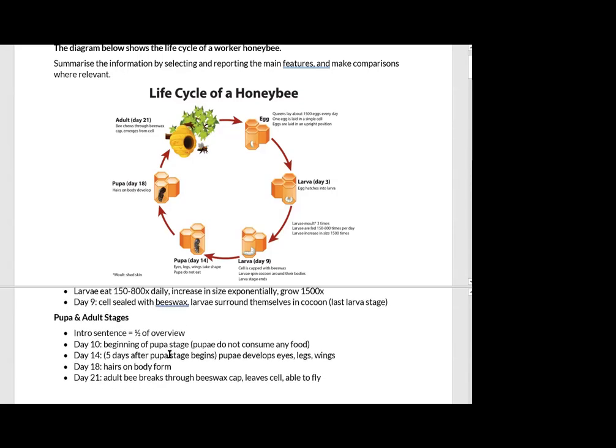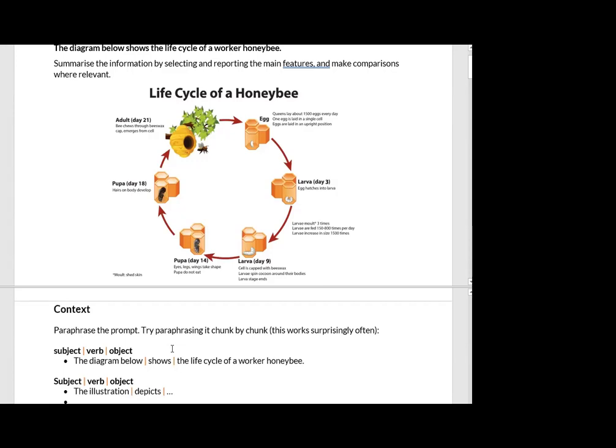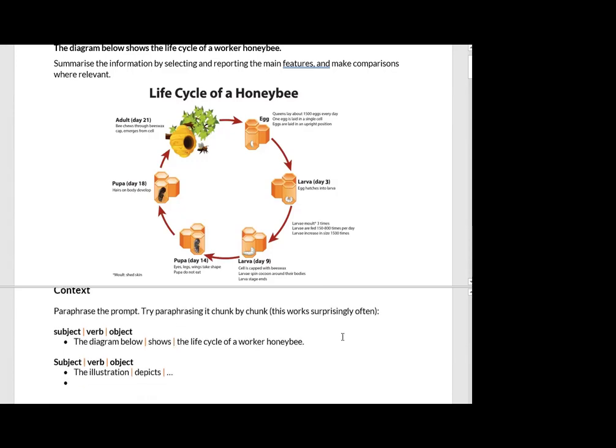Okay, let's do our introductory sentence, starting with the context. So for the context, we're going to just paraphrase the prompt. And as usual, I suggest that you paraphrase it chunk by chunk. So we've got a very typical subject, verb, object sentence structure. The diagram below is your subject, shows as the verb, the life cycle of a worker honeybee. That's the object. Okay. You can always start this as the illustration depicts. Okay, and I'll let you finish this sentence in the chat. Give you like a minute or 2 to do it.